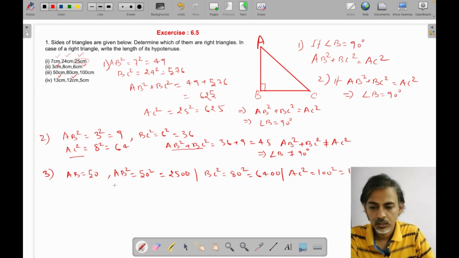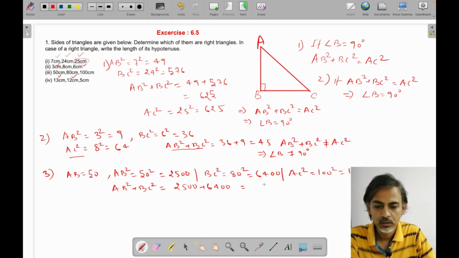10,000. Now when we sum up AB square plus BC square, we'll get 2500 plus 6400, which is nothing but 8900. So again AB square plus BC square is not equal to AC square. So this implies angle B is not equal to 90 degree.